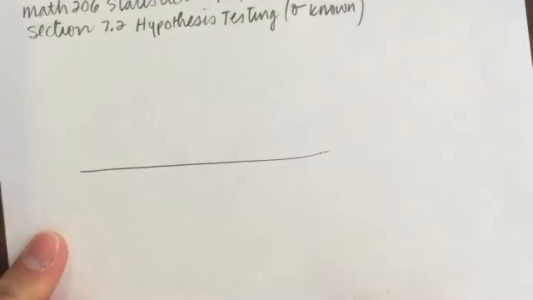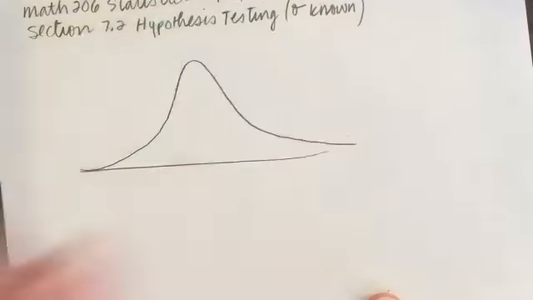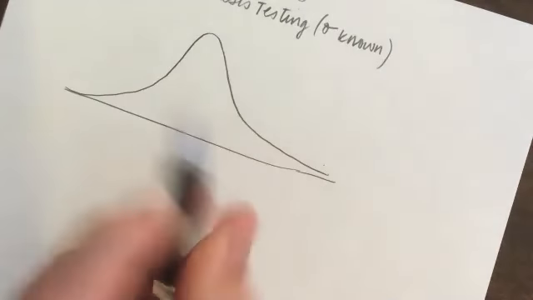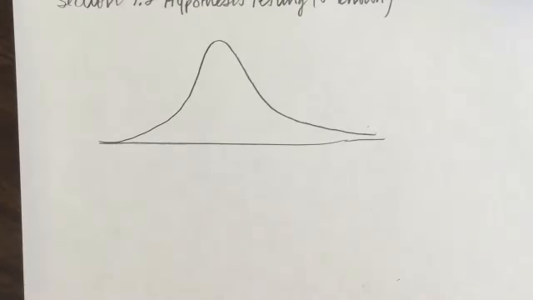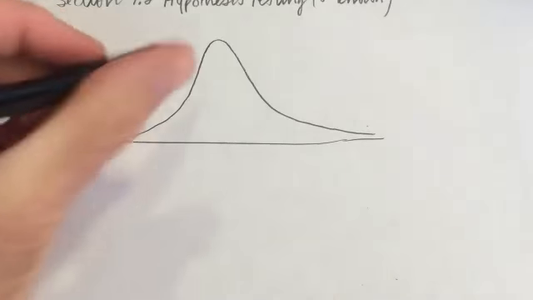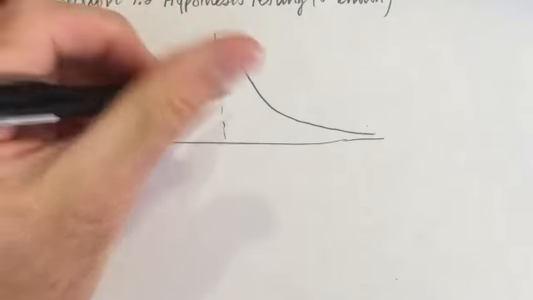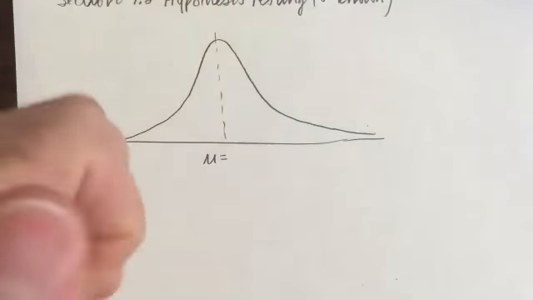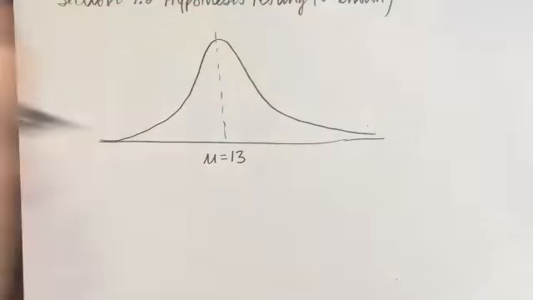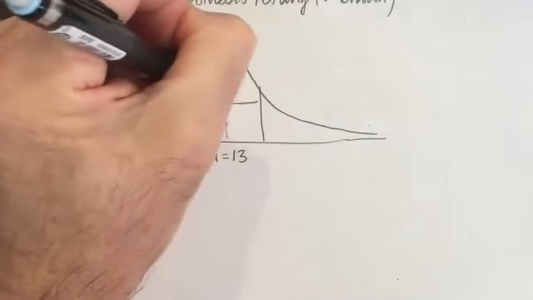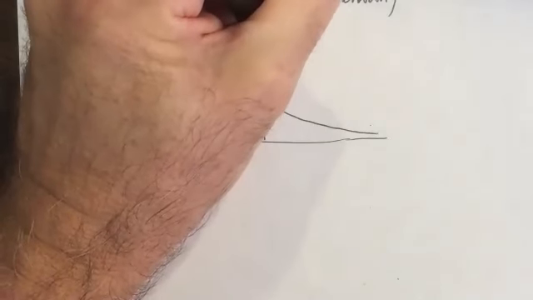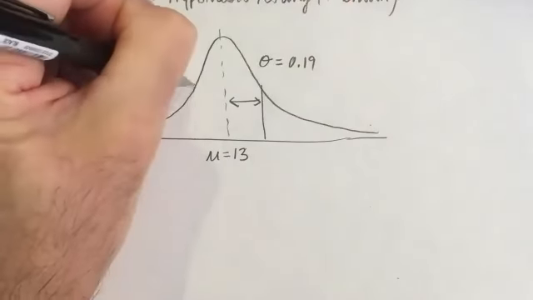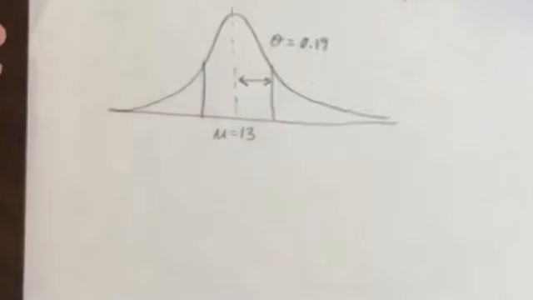Let's say pit stop times are normally distributed. And even if they're not normally distributed, if we sample more than 30, then the distribution of all the sample means will end up normally distributed. So here's our mean. The mean was 13 seconds. The standard deviation was 0.19 seconds.